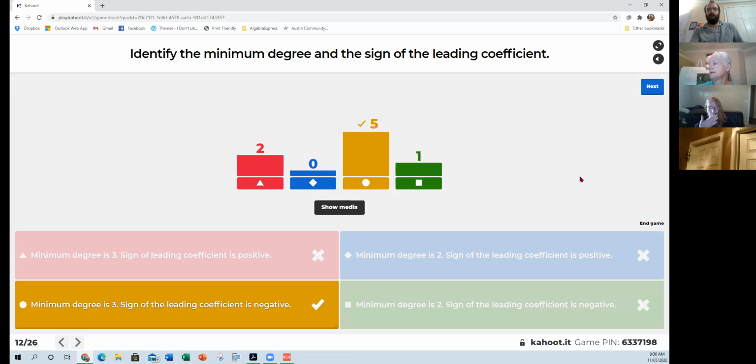So add 1 to the number of humps and then look at what's happening at the very end. And that will tell you what the leading coefficient is going to be.